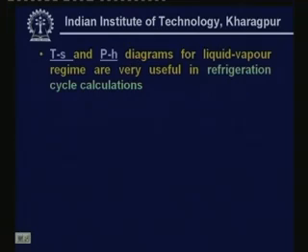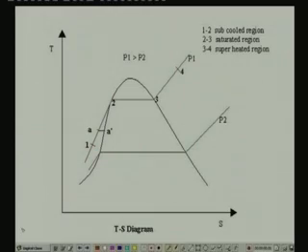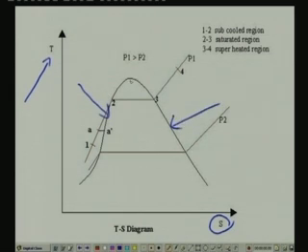So, let us look at TS and PS diagrams for liquid vapor regimes. As I said, they are very useful in refrigeration calculations. So, let me show a typical TS diagram. Here we have entropy S on the x axis and temperature T on the y axis, and this is a typical curve. This is your saturated liquid curve, and this is your saturated vapor curve, and this is the point at which both of them join, that is known as your critical point.